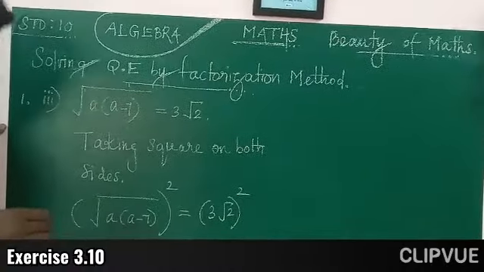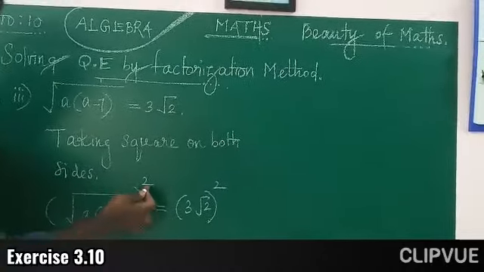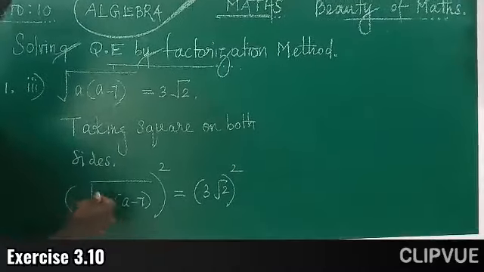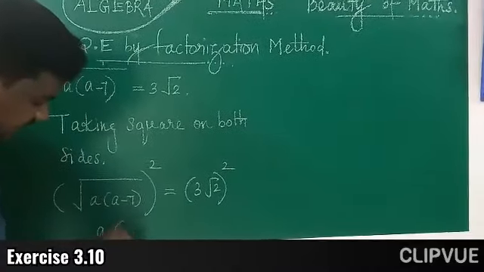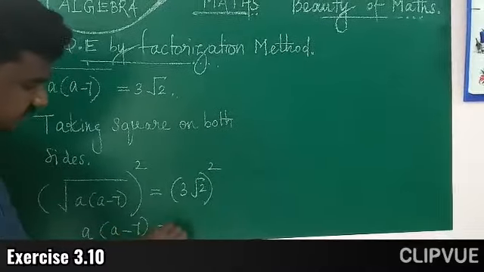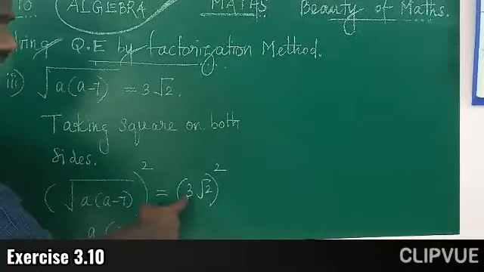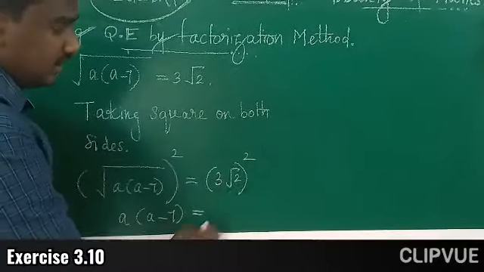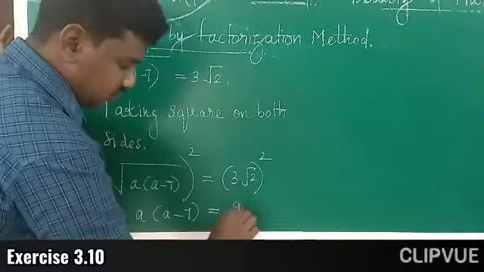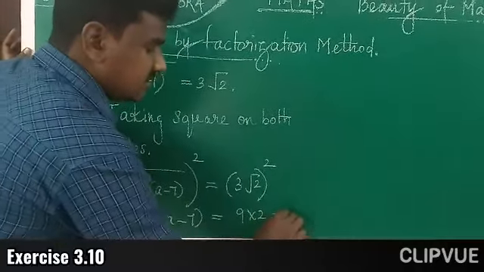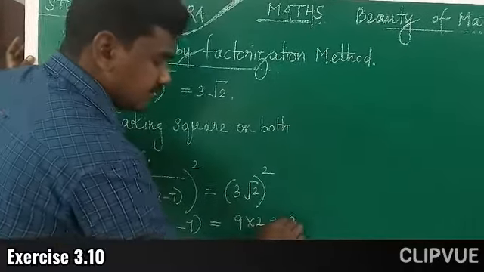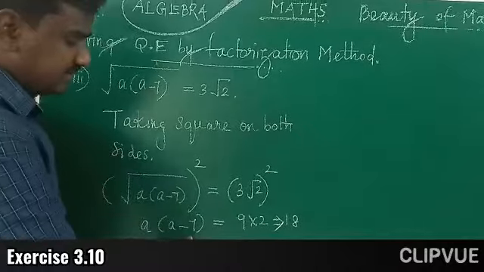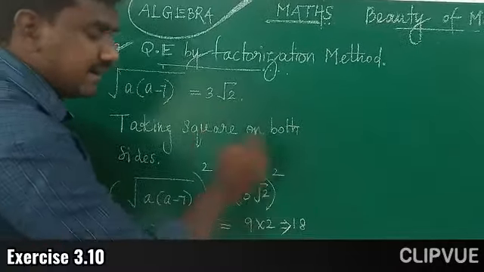I hope you know this concept. The square and square root will be cancelled. So we got a minus 7, which is equal to this 3 root 2 whole square. 3 square value 9 and root 2 square value 2. So 9 into 2 is equal to 18. So a minus 7 is equal to 18.